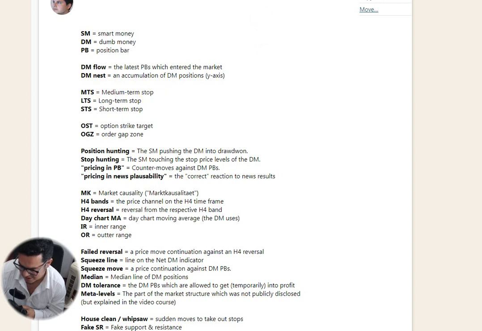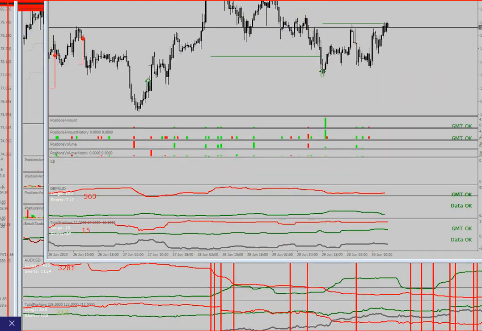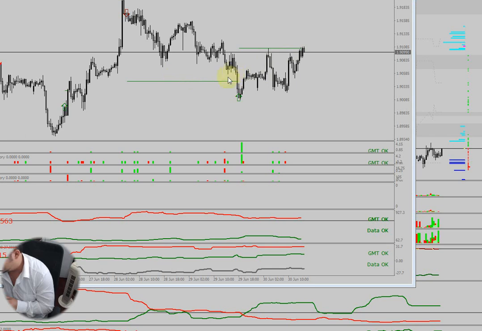Medium term stop, MTS. Let's go to pound Aussie here. You see that in the block also. These are the medium term stops, those green lines. They get hunted, as you can see here, boom, boom. These allow for many nice trades. They are dominant.